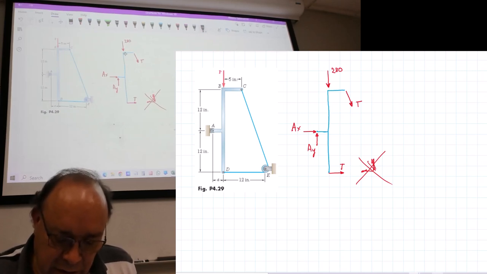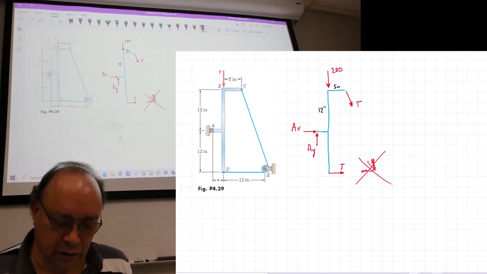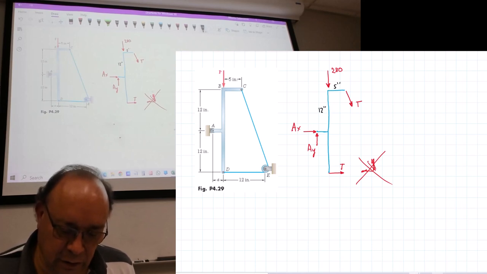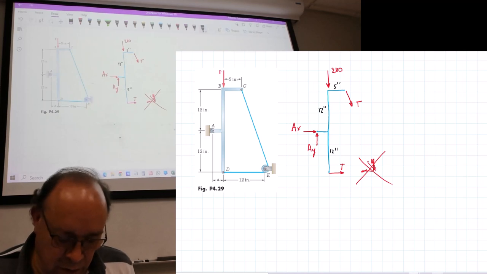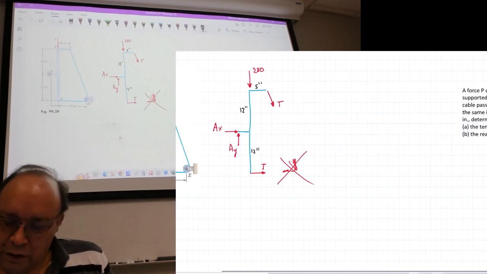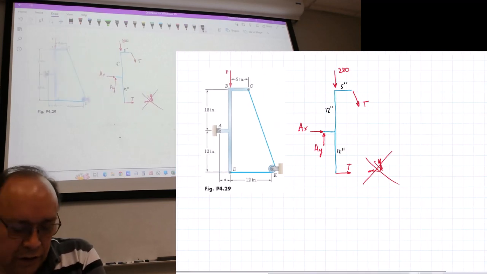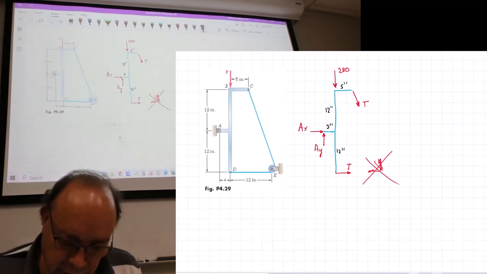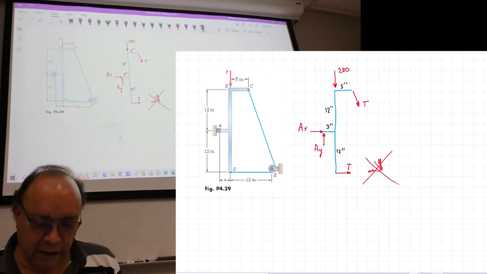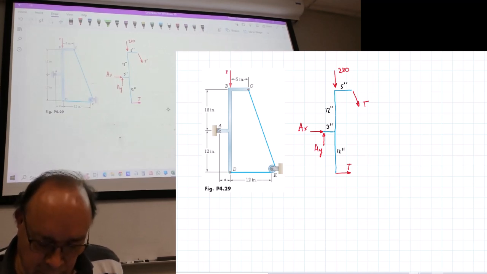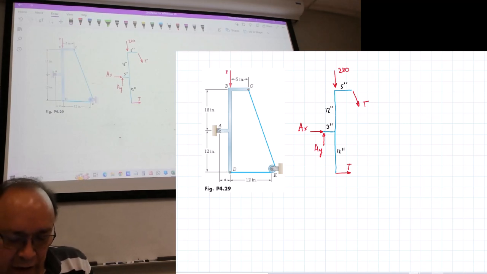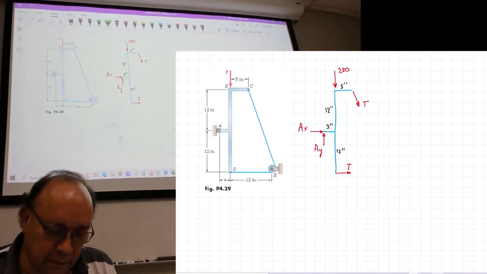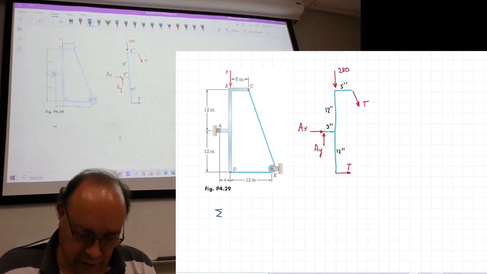Now you put some dimensions here. You know that this distance is 12 inches. This is 12 inches too. This A is 3 inches. So this is three little inches right there, and then what would you do? What equation would you do first? Summation of what?